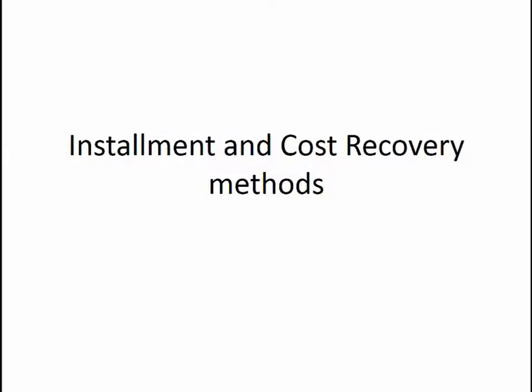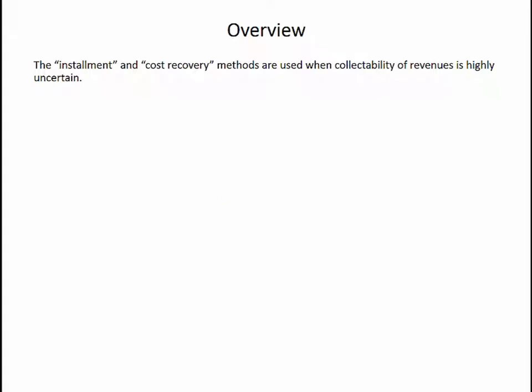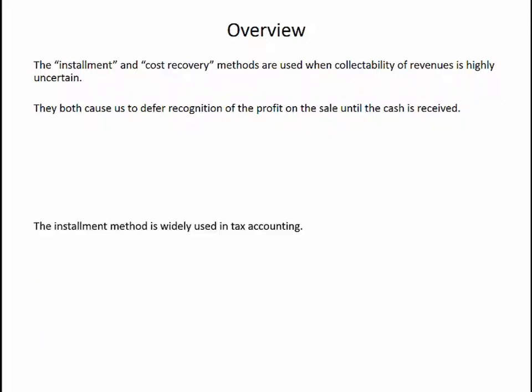Let's go ahead and talk about the installment and cost recovery methods. They are used when collectability of revenues is highly uncertain. They both cause us to defer recognition of the profit on the sale until the cash is received. And again, the idea is if the collectability is highly uncertain or highly unpredictable, we want to defer or put off recognizing the profit until we actually have the cash in our hands.